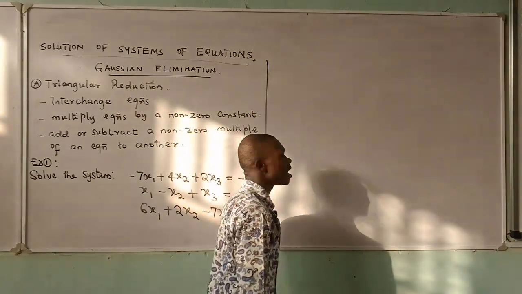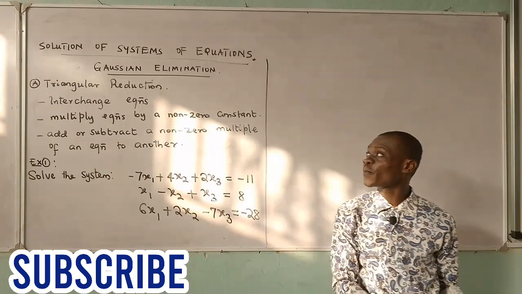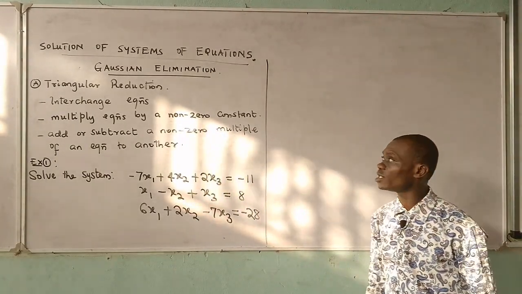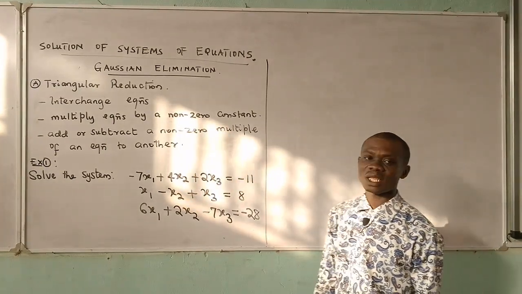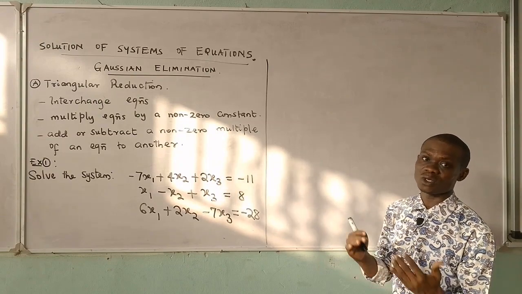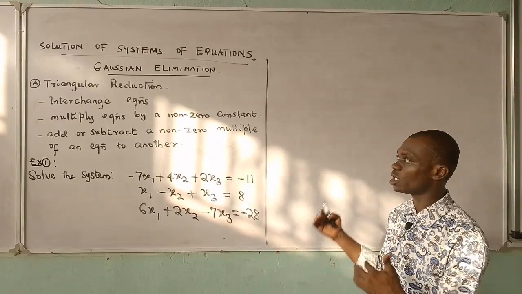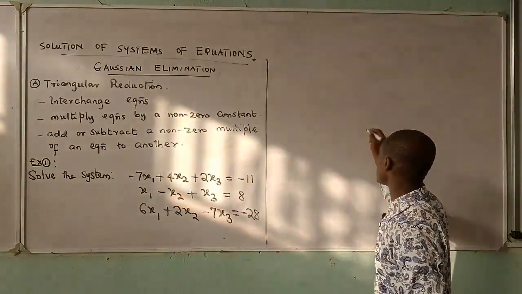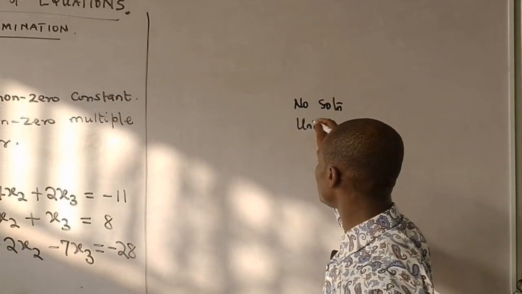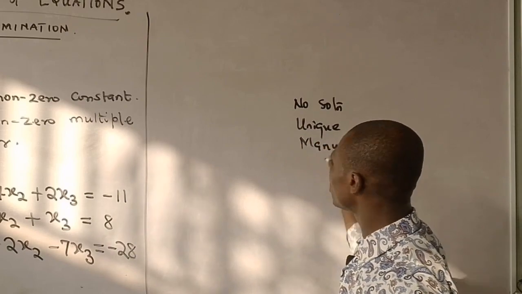Okay, so in our last lesson, we looked at the solution of systems of equations. We started looking at the major steps of solving. First of all, we saw what a solution is. We saw the different types of solution: the cases where you can have no solution, a unique solution, and many solutions.